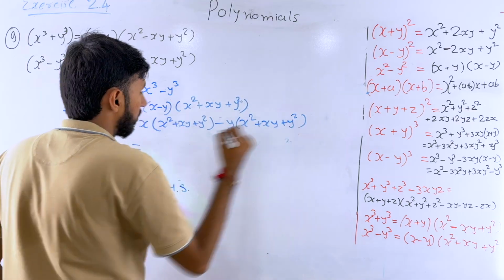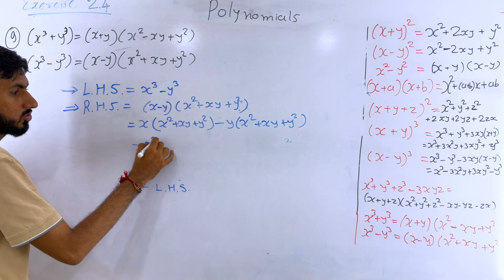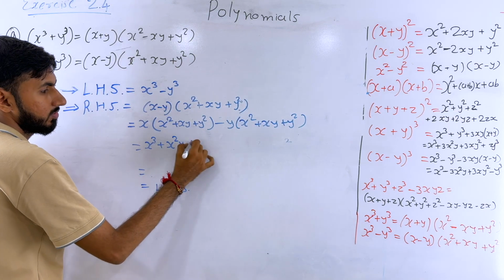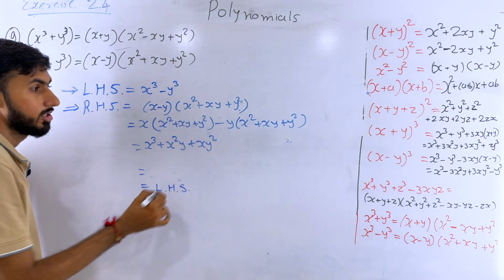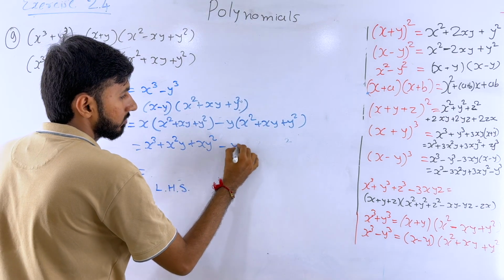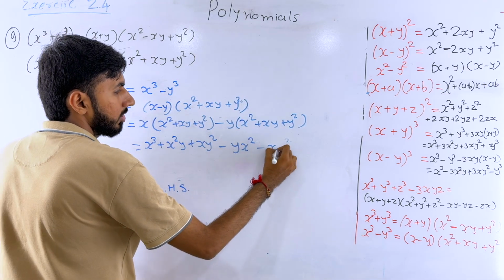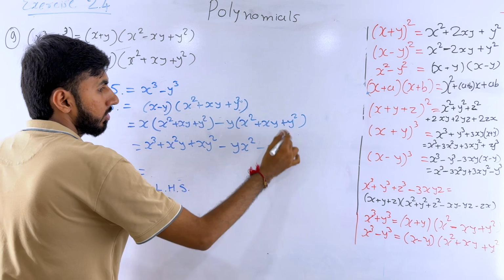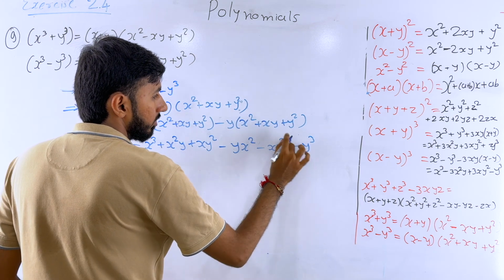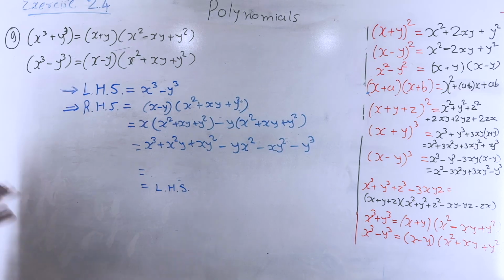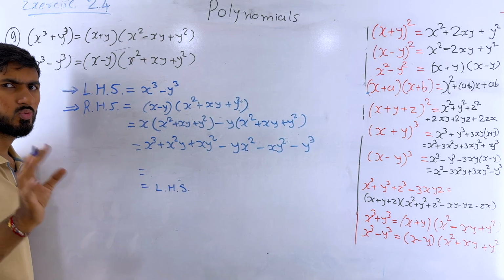Now you can write x multiplied by this will be x cube. This multiplied by this will be x square y. This multiplied by this will be x y square. Now minus y times x square, so I have to write minus x square y here, minus x y square here, then minus y times y square, so minus y cube here. I have just done a simple product of two polynomials.